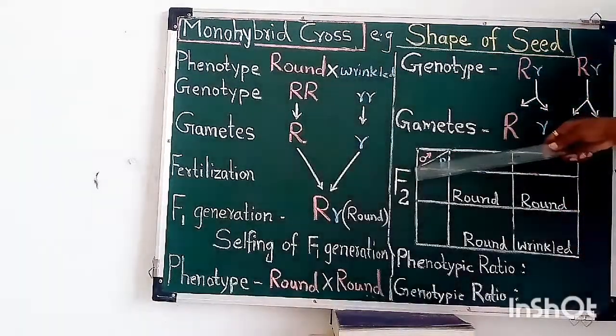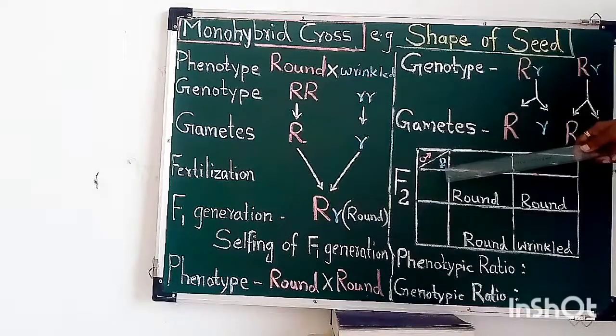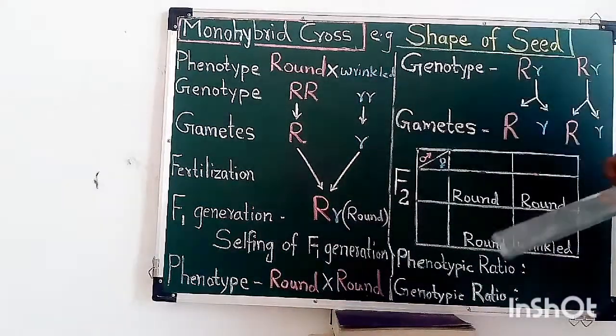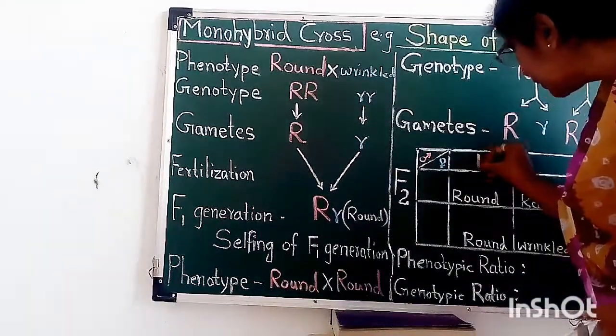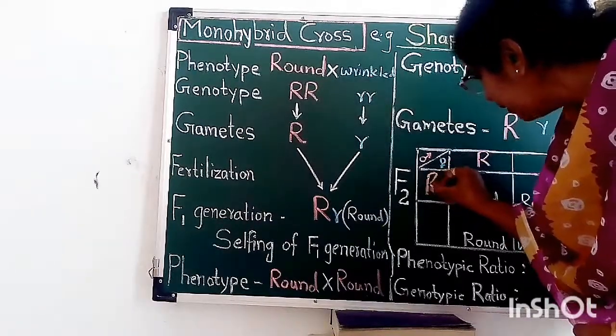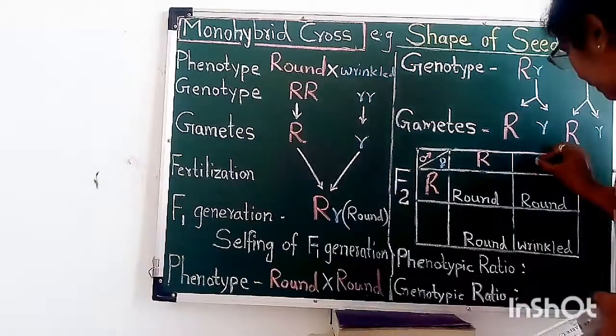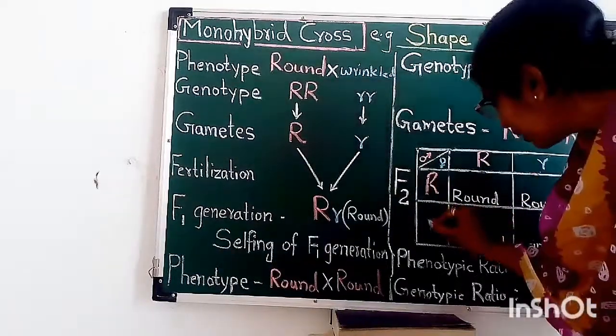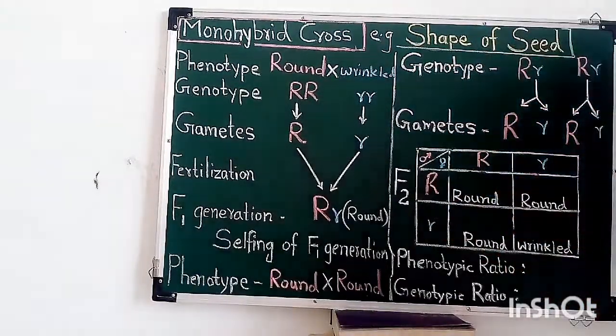So this is the male parent and this is the female parent. Separately we'll place the gametes. This is capital R. This will also be capital R, and this is small r. Similarly here it will also be small r.